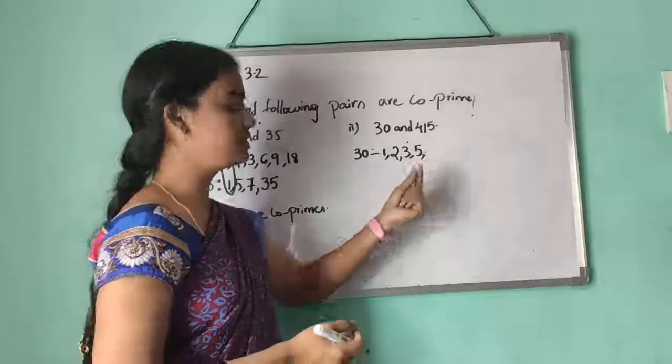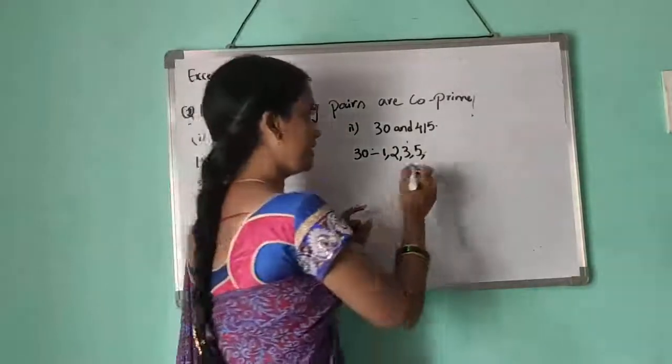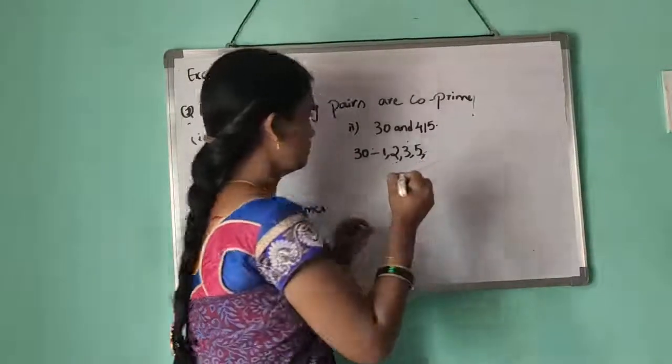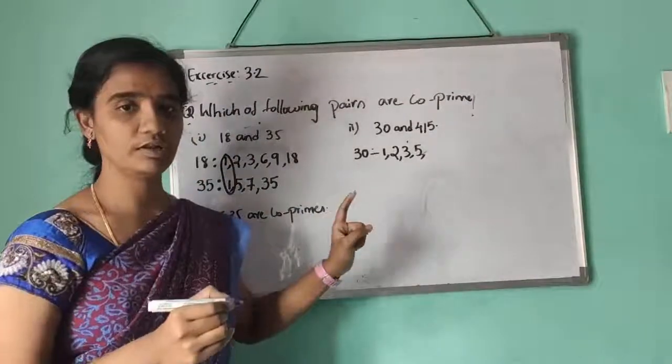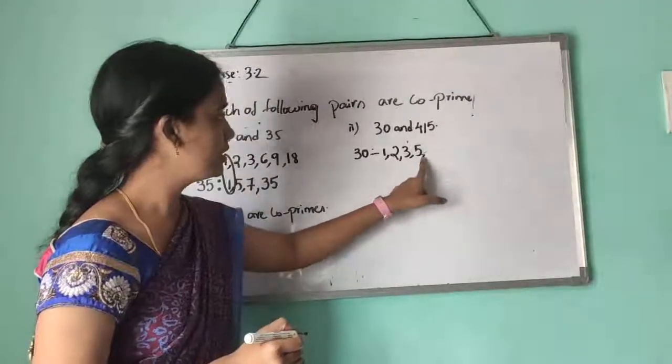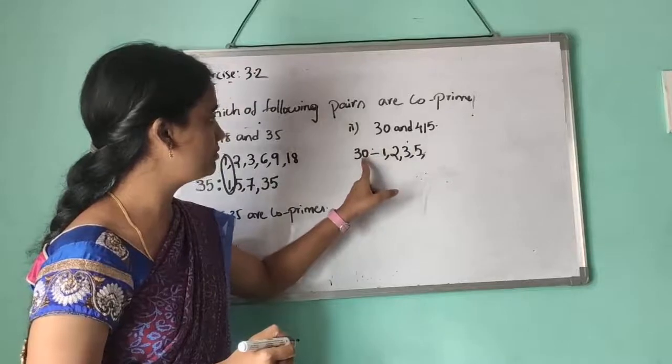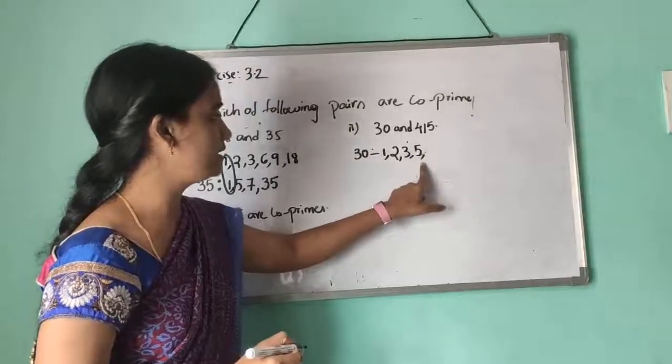So 6 table, 6 fives are 30. So let's check the 5. 6 fives are 30.